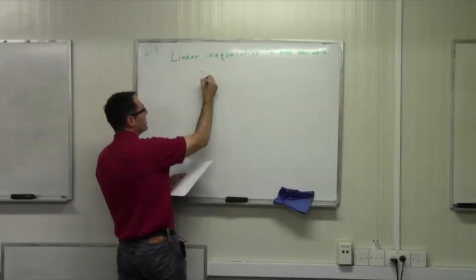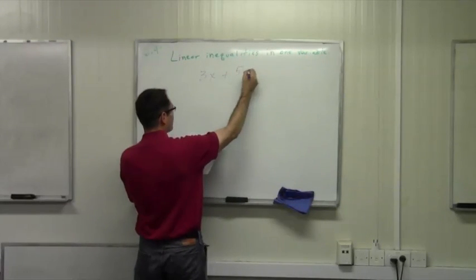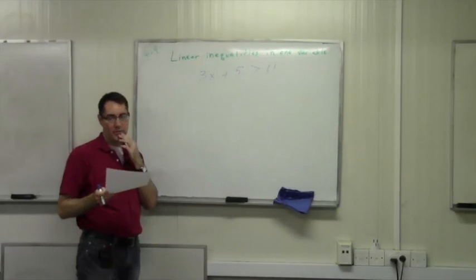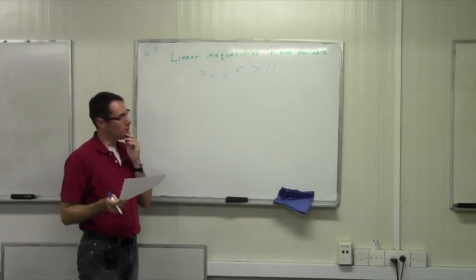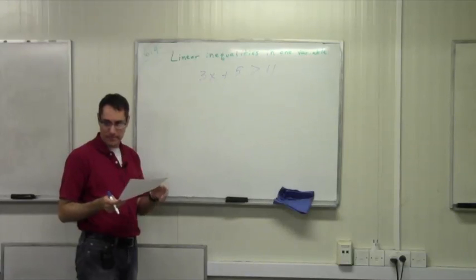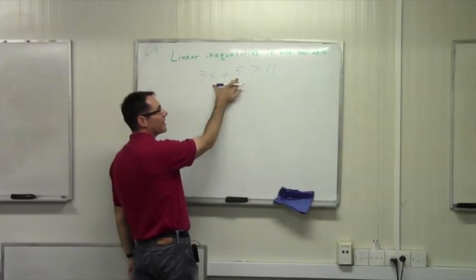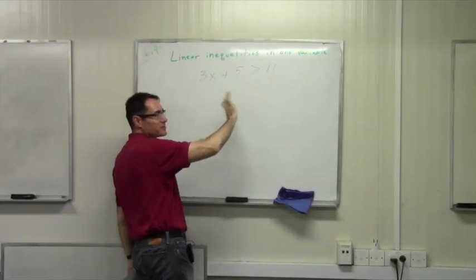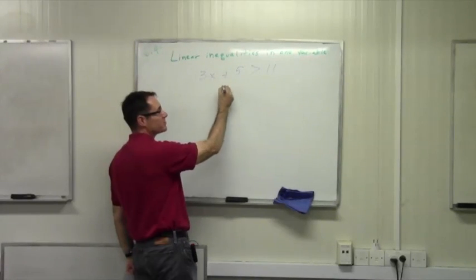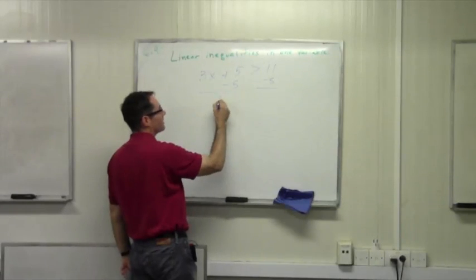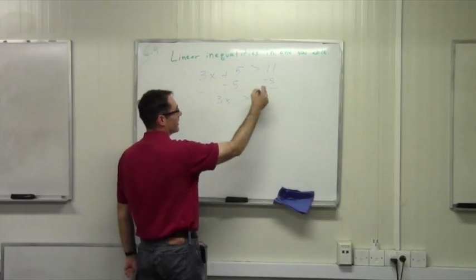OK. 3x plus 5 is greater than 11. Solve and graph. Solve for x and then graph. Okay? I'll walk you through this. We want to get x by itself, so let's move the 5 to the other side. It's being added, so let's subtract. Minus 5, minus 5. We get 3x is greater than 6.